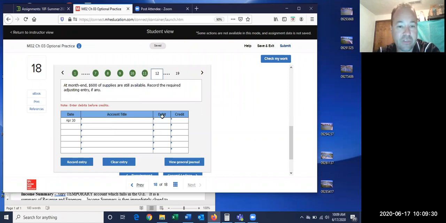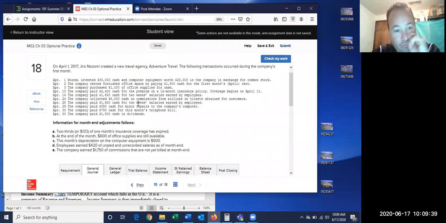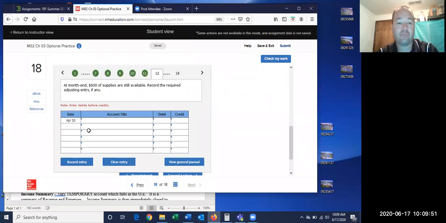At month end, $600 of supplies are still available. Well, I could look at my trial balance to see how much supplies I have, and it's probably the best way to do it. But I could also come back up here, since this is a brand new company, and I bought $1,000 of office supplies. It tells me if I had $1,000 and $600 are still available, well, that means I used $400. And so if I used it, I call it an office supply expense. Of the $1,000 that I had, less the $600 I still have, so that means I used $400. And where'd they come from? They came from my office supply. It's like your office supply closet.